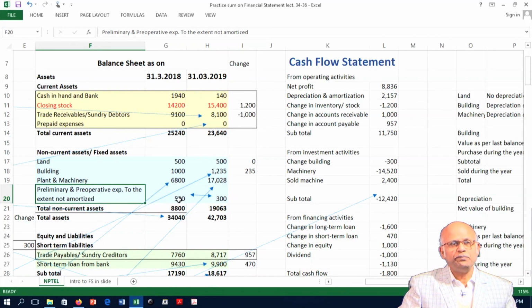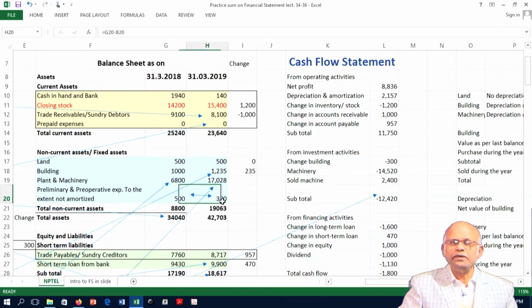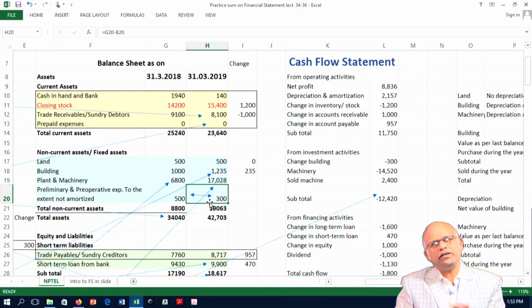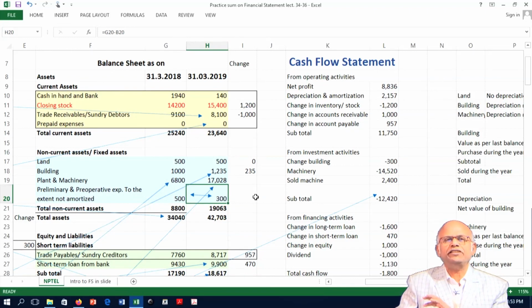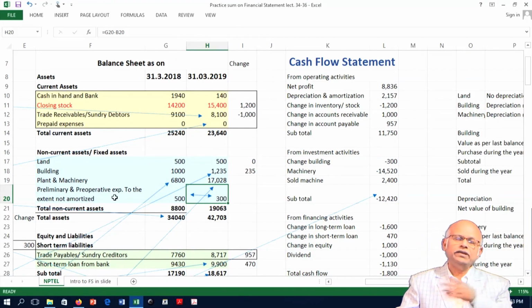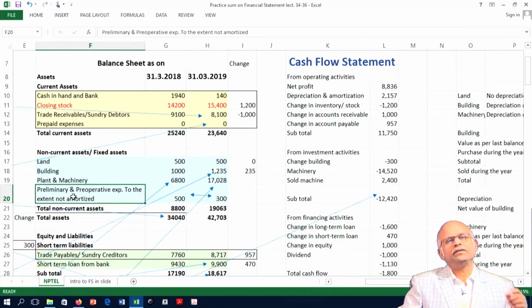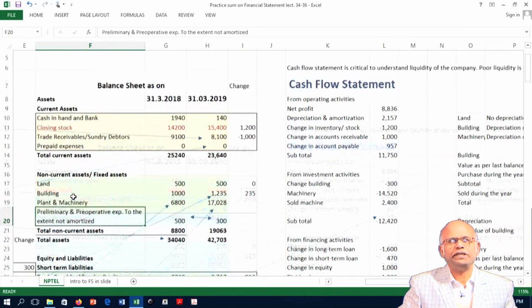So compared to last year, it was 500. This year we have written off 200. So the balance that remains is only 300. 500 minus 200 is 300. Suppose we write off another 200 during the year 2019-2020, then in the next year's balance sheet, the balance that will remain is only 100. That means 300 minus 200, so it will become 100. Likewise, we will write it off. Next year, we will write off the entire 100 rupees. So after that, this entry will cease to exist from the balance sheet unless we have new investment.